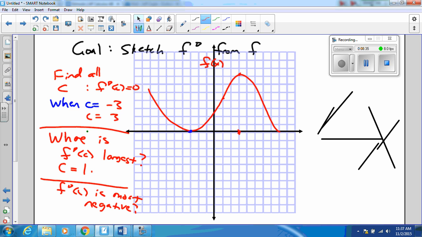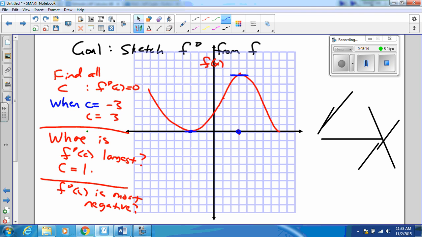What I'm going to do to sketch f prime is go on this curve and find the easiest points first. And the easiest points are the places where f prime is equal to 0. And we already found those places. Those places are at x equals -3 and x equals +3, right? So I'm going to mark those two places on my graph of f prime as zeros because that's where the slope is actually equal to 0. Notice that it happens to coincide with the value of f here. That's purely coincidence. Okay?